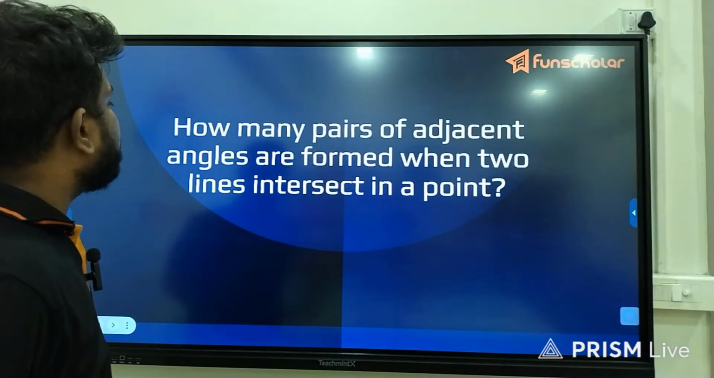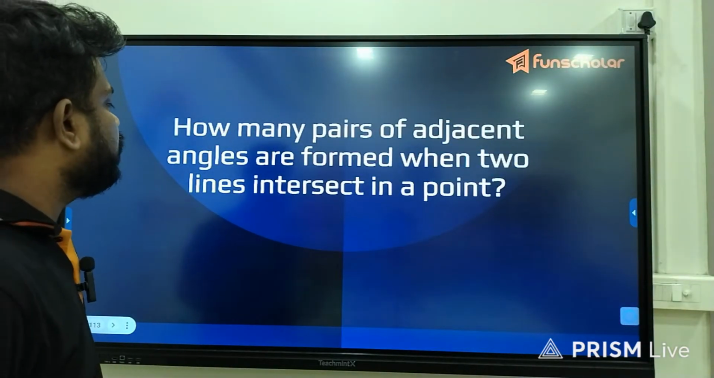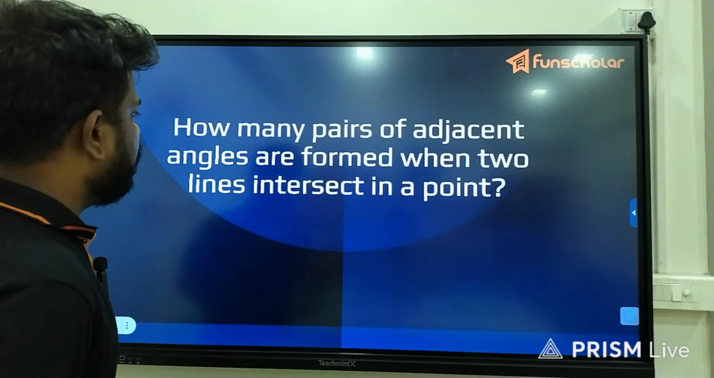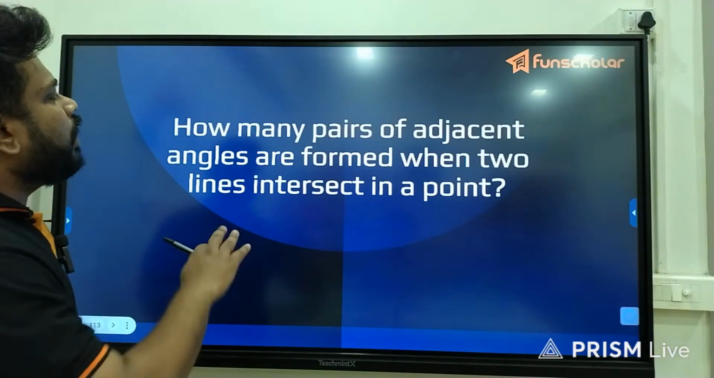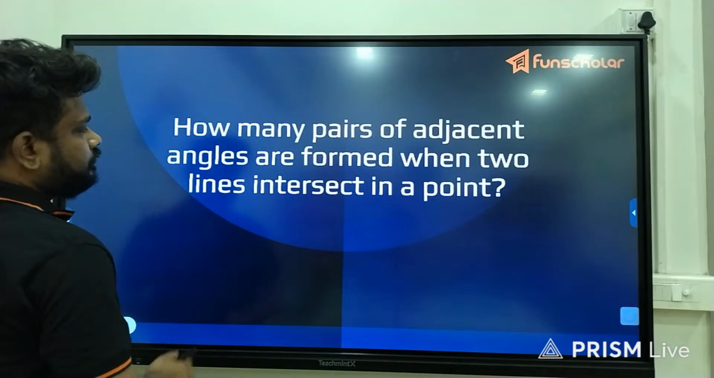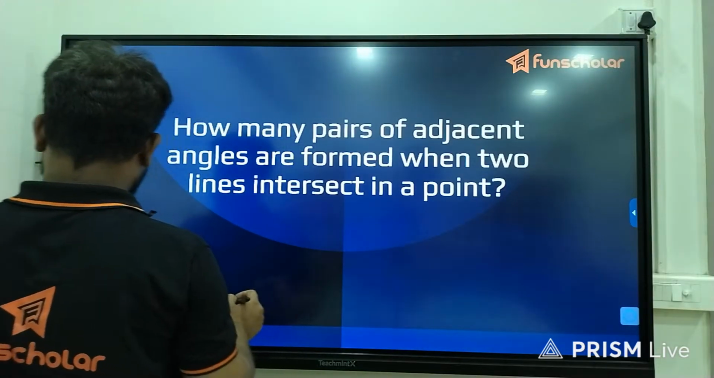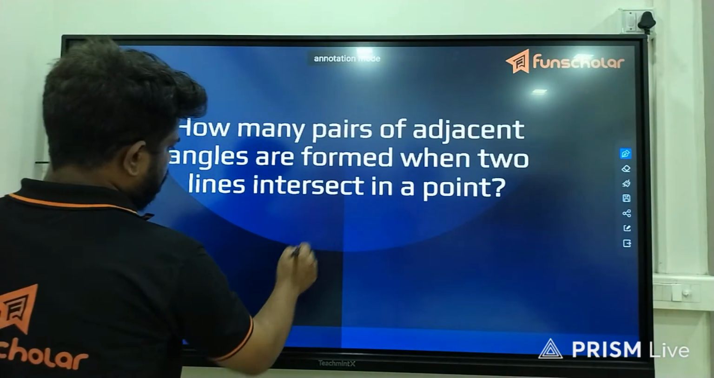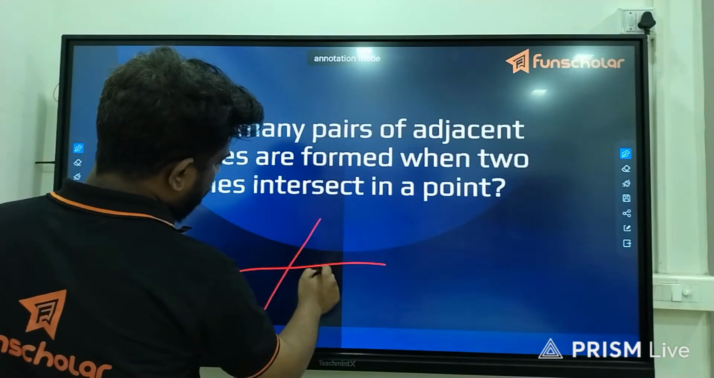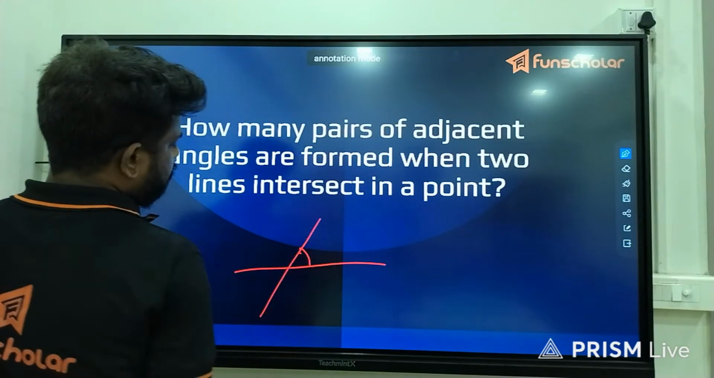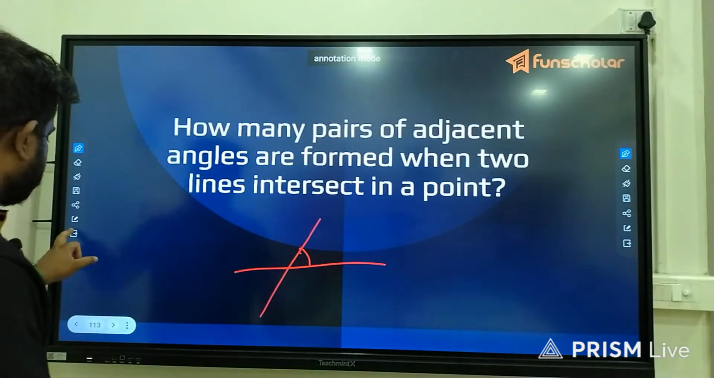How many pairs of adjacent angles are formed when two lines intersect in a point? Okay, so there will be one pair. One pair. None.